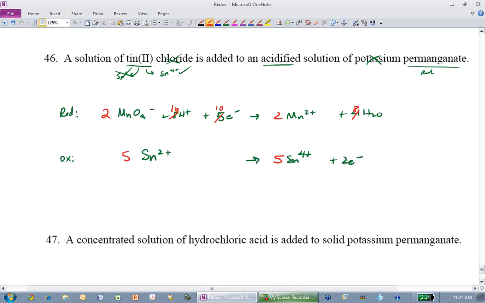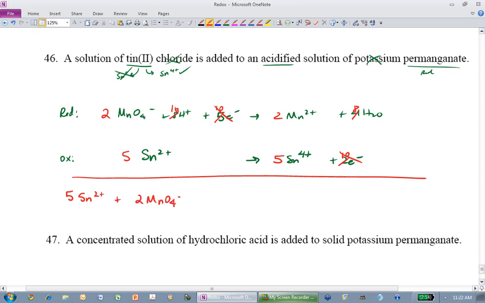5, 5, 10, 10. Nothing to clean up. So 5 Sn2+ plus 2 permanganates plus 16 H+ yields 2 Mn2+ plus 5 Sn4+ plus 8 H2O. Did I get them all?